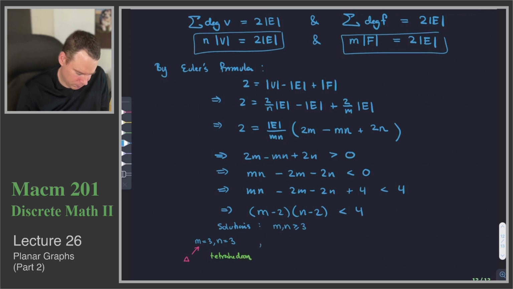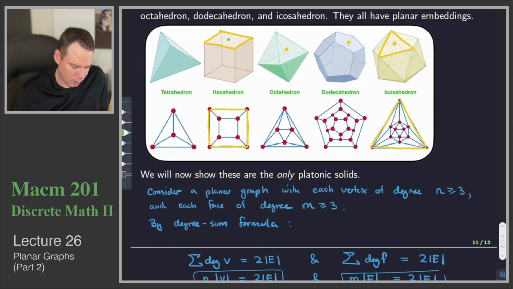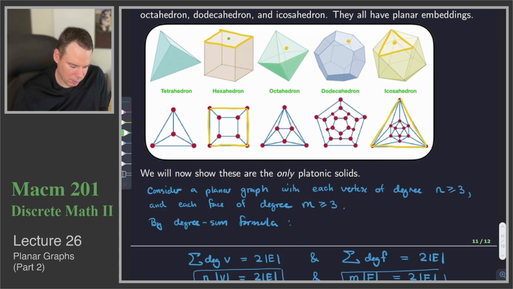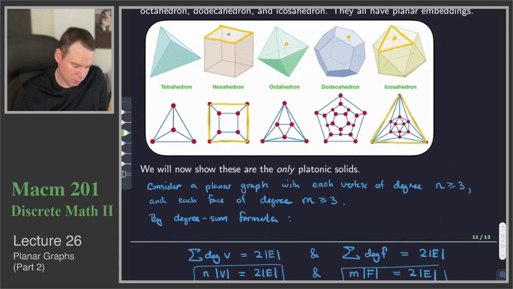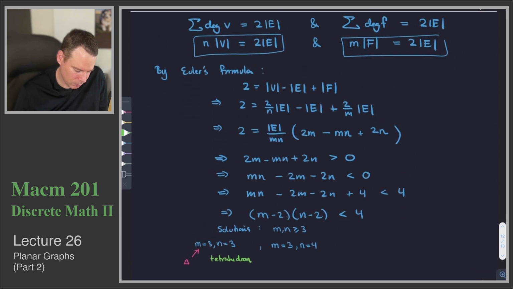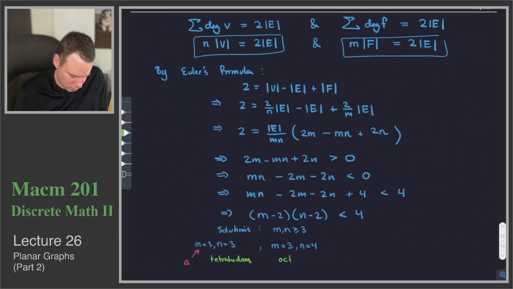What's another solution? m is 3 and n is 4. Then I get 1 times 2, and that's certainly less than 4. So I can get m equals 3 and n equals 4. So those are triangles again, but 4 of them now come together at every vertex. So what is that? Well, we can always look back up here. We have triangles, but 4 of them are coming together. That's the octahedron. That has 4 triangles coming together at every vertex. So this is our octahedron.